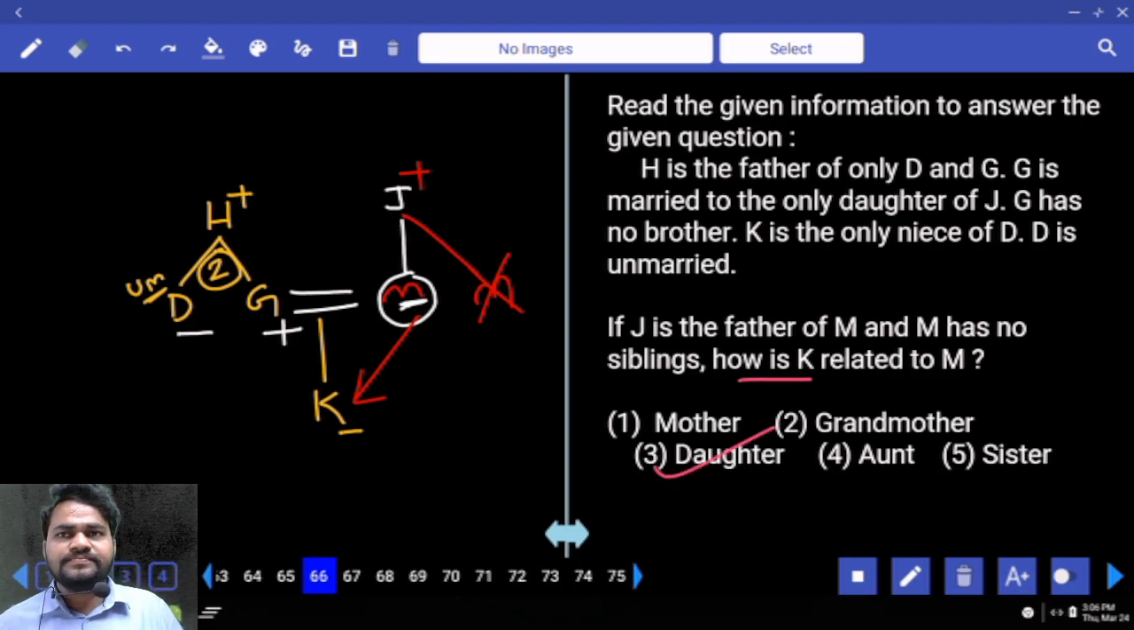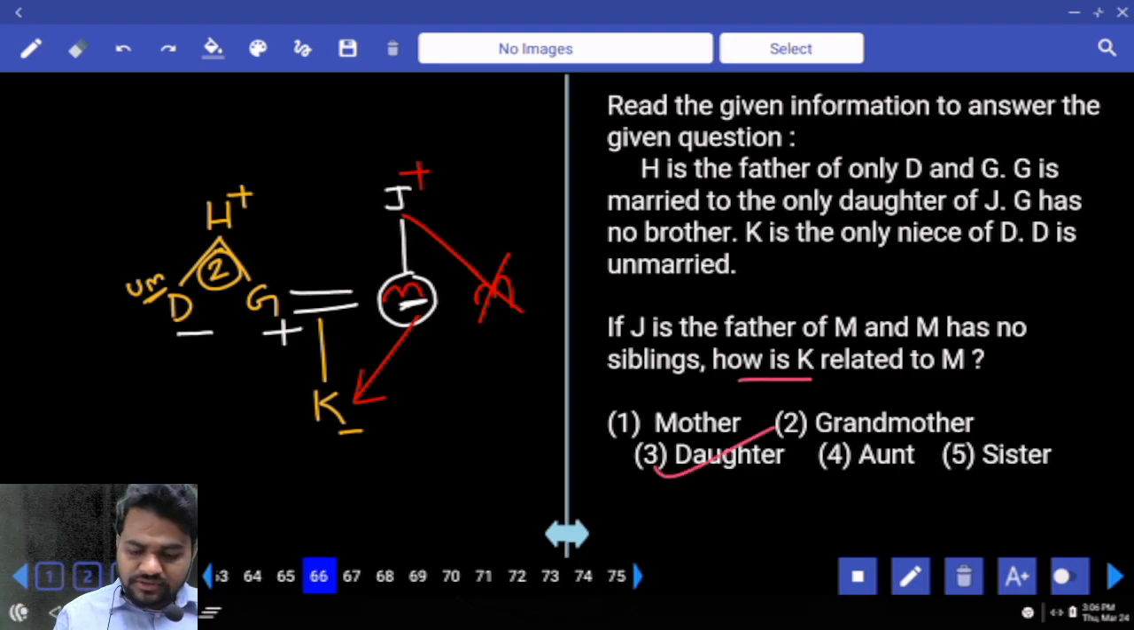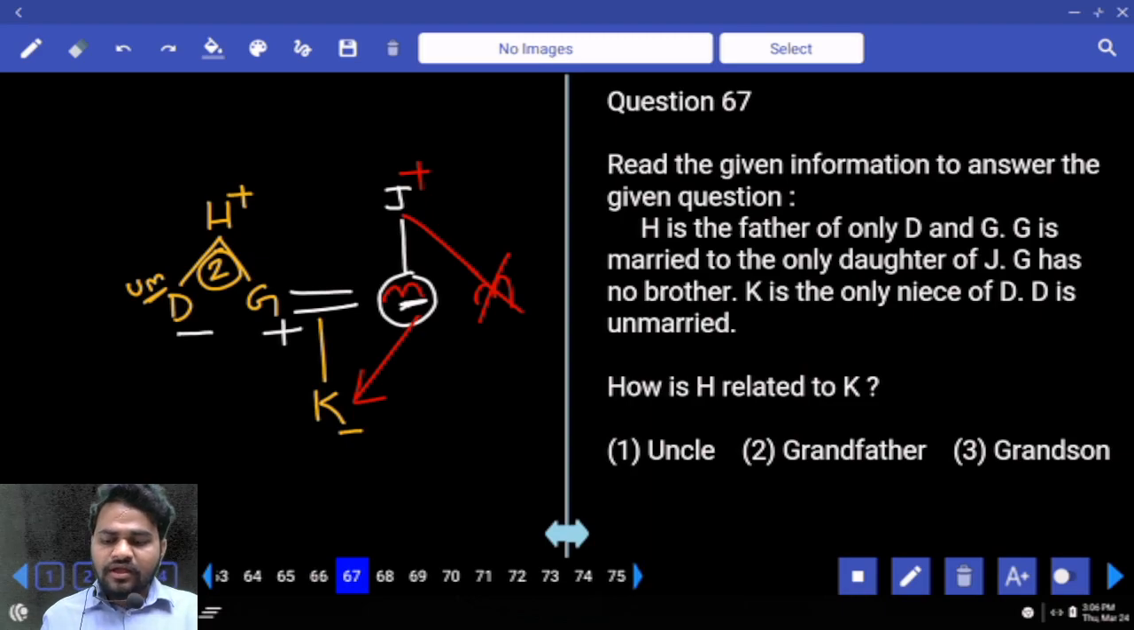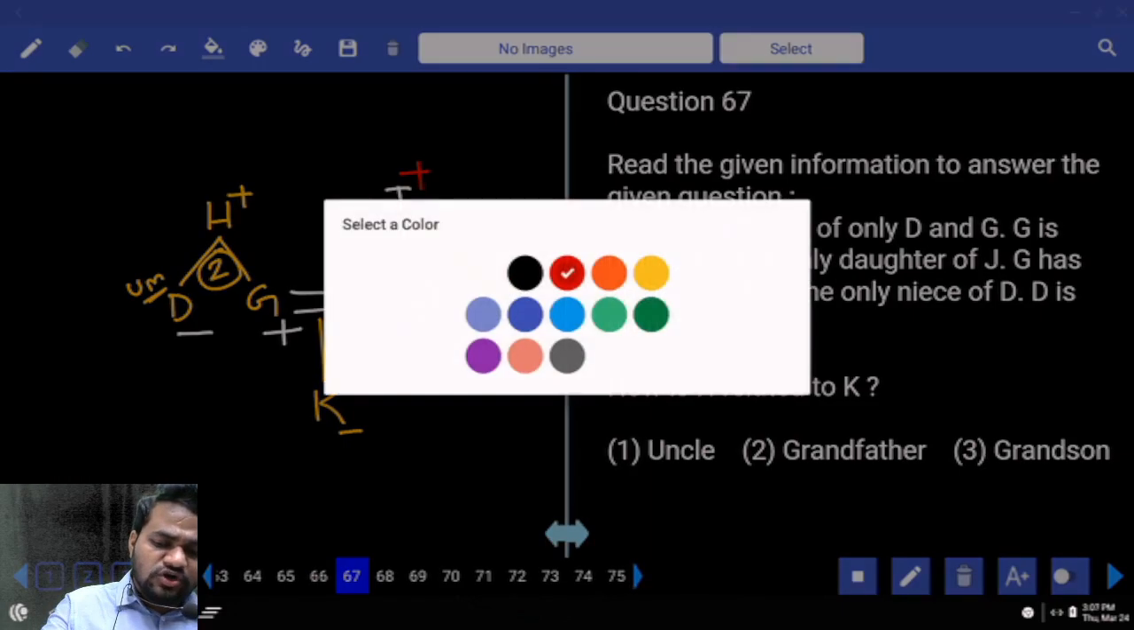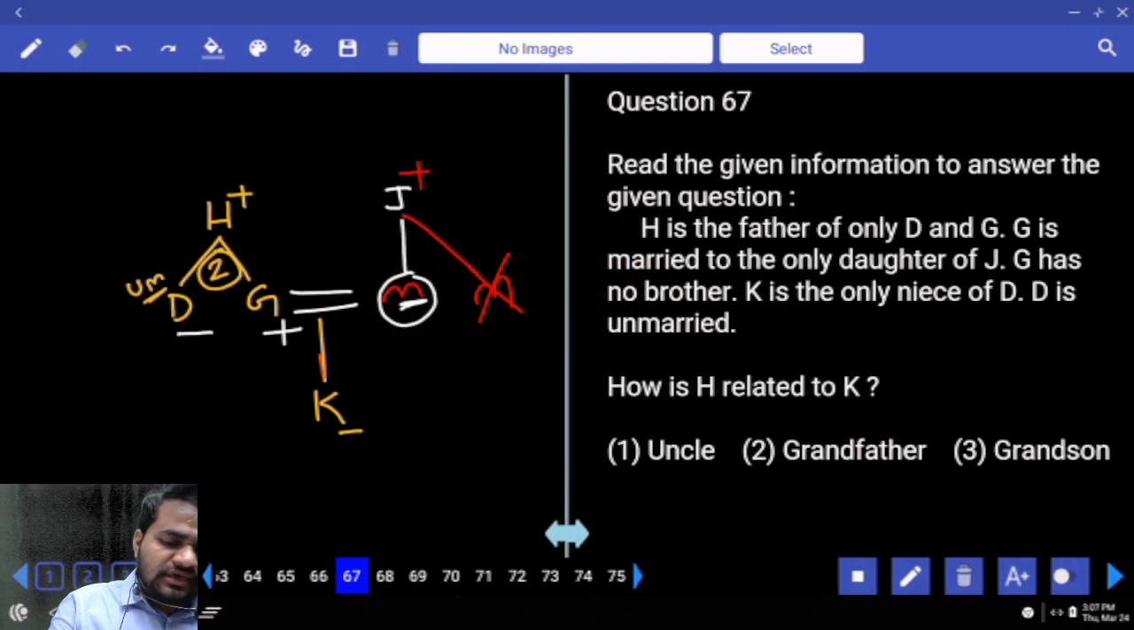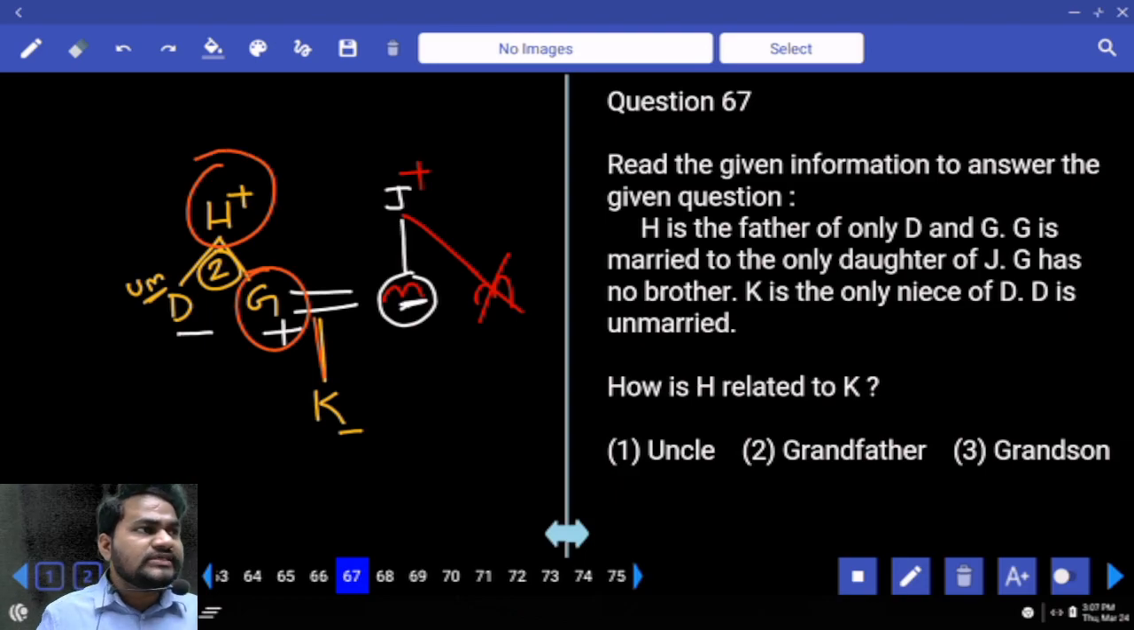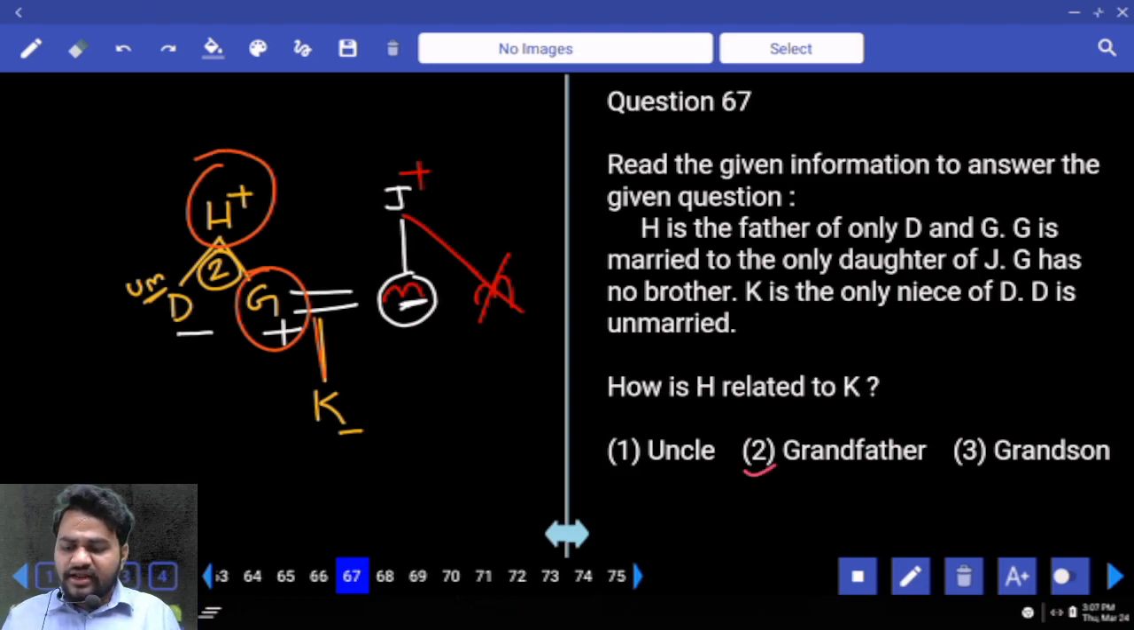Option number 3. Next, how is H related to K? K's father is G. Father's father is grandfather. Option number 2.